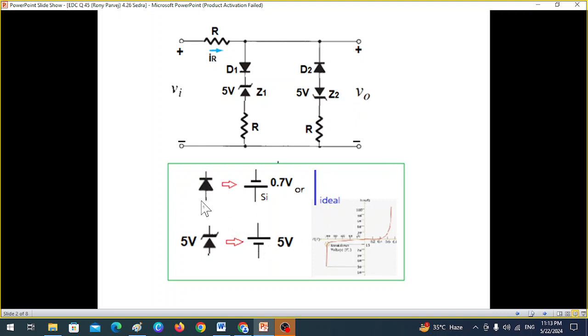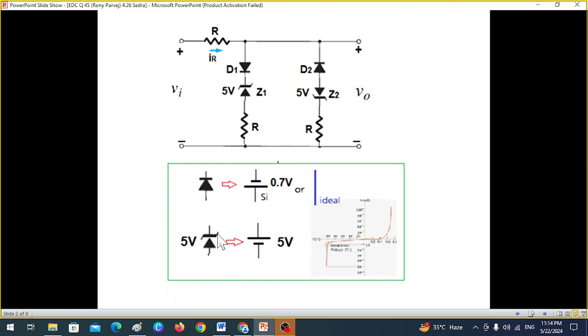First of all, when we replace a diode, we can replace it by a battery. For a silicon diode, we replace it with a 0.7 volt battery. This line is for remembering that this is the negative side, so we put the negative of the battery up, and this is the positive of the battery. But if the diode is an ideal diode, then we do not draw a battery. We simply draw a short circuit line to represent a diode conducting.